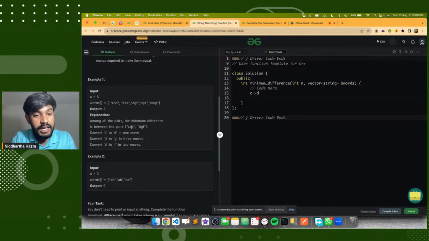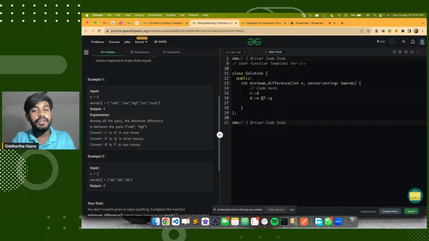Next, we have D and we have G. So D would be first converted to E, E would be converted to F, F would be converted to G. So 1, 2, 3. Three operations are there. Say here D and G. Here it is also D and F. So first D would be converted to E, E would be converted to F itself.